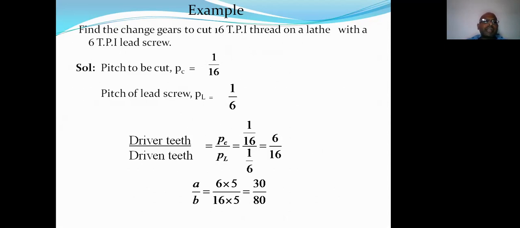So that particular gear ratio is because the 66 and 16 teeth sizes are not available. Whenever these particular sizes are not available, by using a multiplication factor of either 5 or 6, the required gear ratio or the required gear wheels are to be calculated. So now the driver gear consists of 30 teeth and the driven gear consists of 80 teeth. By using gears of 30 teeth and 80 teeth, this particular thread cutting is possible.